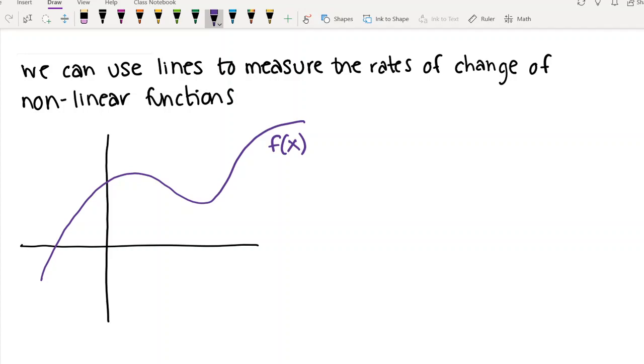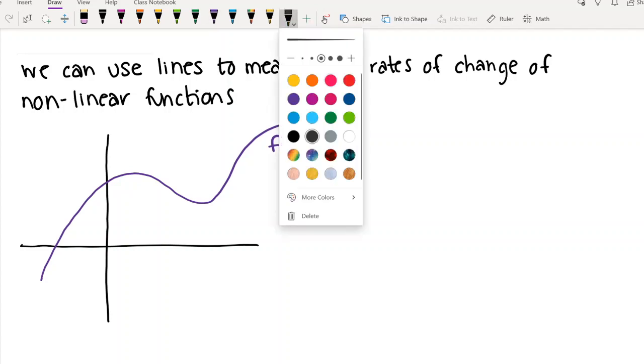So not a linear function, it's doing different things, it's going up, it's going down, it's sometimes steeper, sometimes less steep. So there's two specific types of lines that we're going to be using to measure the rates of change of these functions. So one type of line we're going to be using is something that's called a secant line. So I'm going to draw an example of one of those on here. I meant to have a red pen, but I guess I don't. So let me get that in here now.